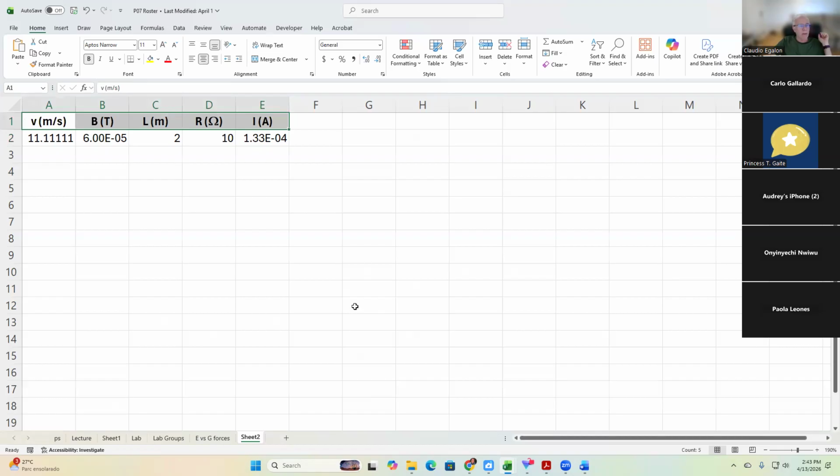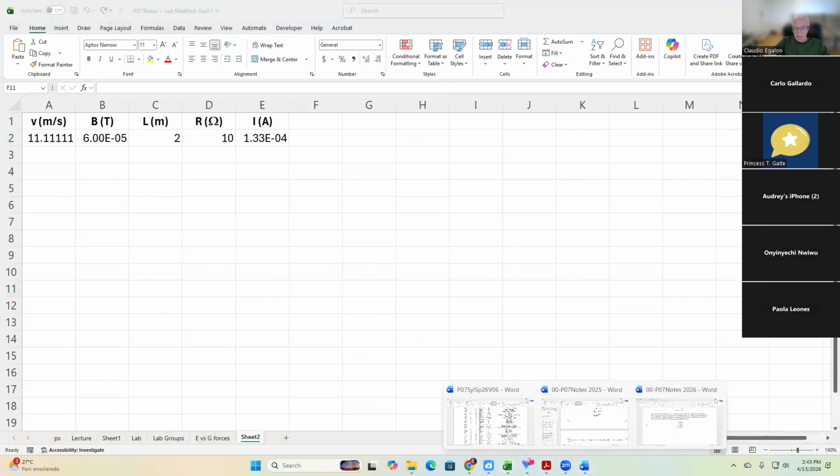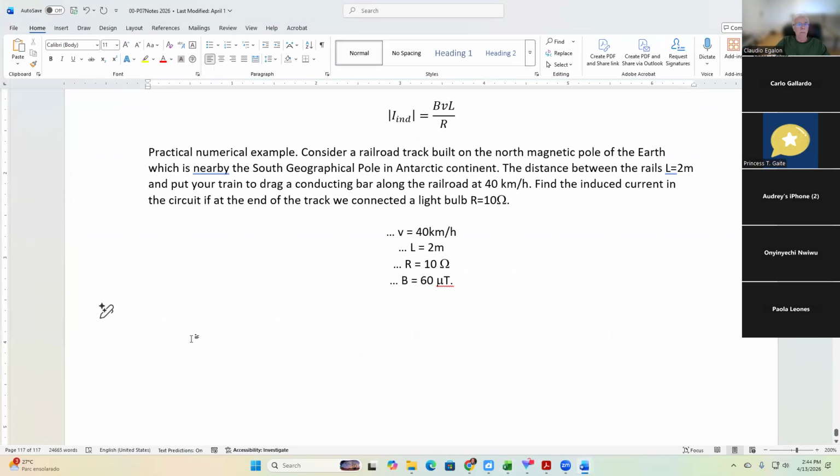And why did I choose the North Magnetic Pole? I chose the North Magnetic Pole because the magnetic field is the most intense there, like you saw in that drawing, right? Around 60 microtesla. That's the example that I want to do. This is an example of a motional electromotive force, motional EMF, that's right.